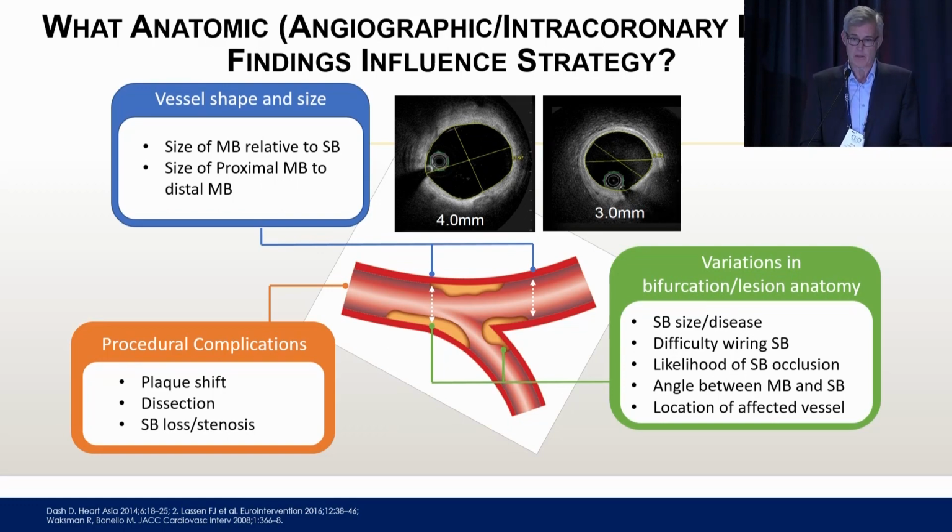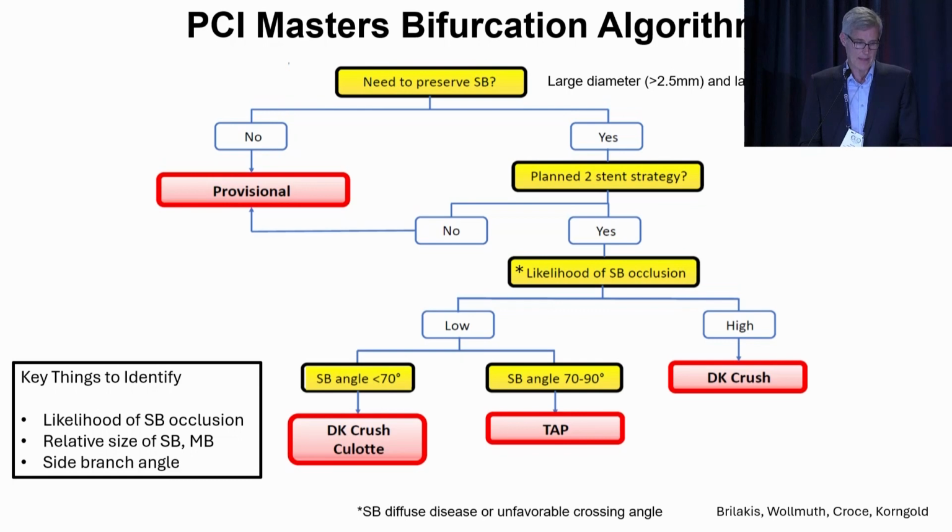This is an algorithm that Jason and Manos, myself, and Ethan Korngold put together. It just came out of a course that we do, and it's really meant to be simple. Do we need to preserve the side branch? A 1.5 diagonal should be ignored in most cases. Then it's provisional. If you care about the branch, then do I need a two-stent strategy?